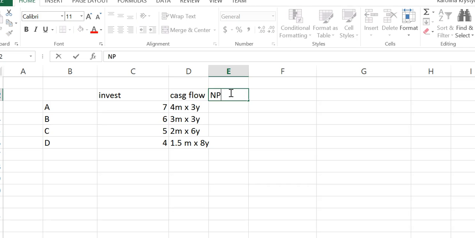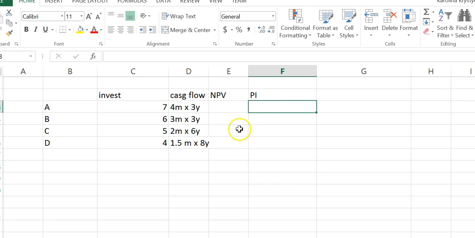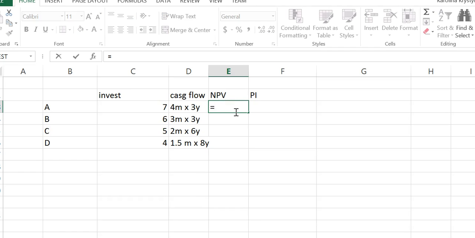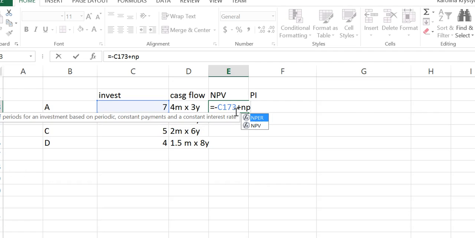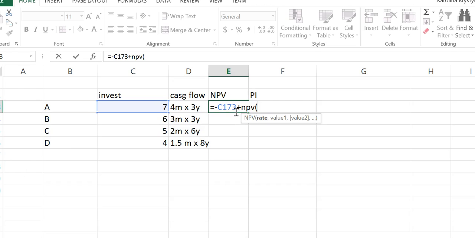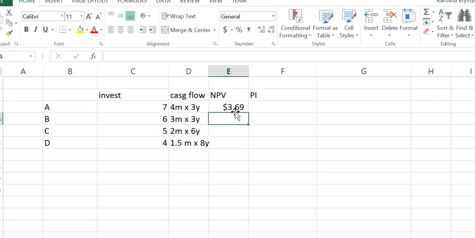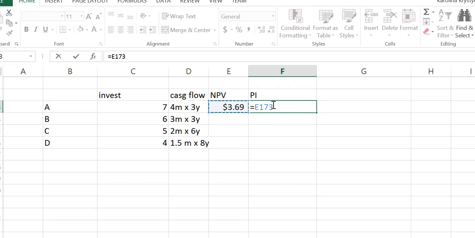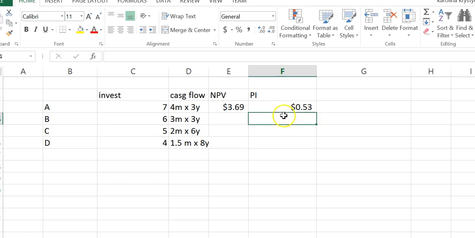Okay, so now we can compute net present values, and in the end we're going to compute profitability indices. So net present value for this one would be investment of 7 million plus net present value at our cost of capital, 6%, where we have cash flows of 4 million for 3 years. And that gives me 3.69. Profitability index would be net present value divided by the amount invested, and it's telling me that from every dollar invested I am getting half a dollar, or 50 cents, of extra value generated by this project.